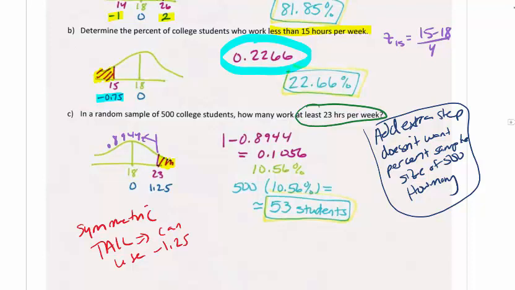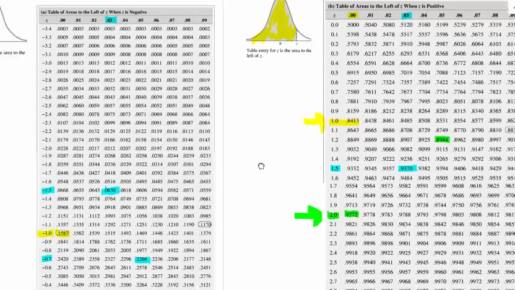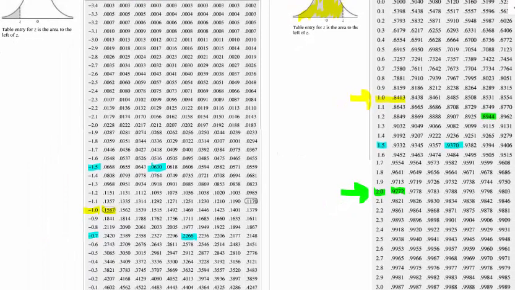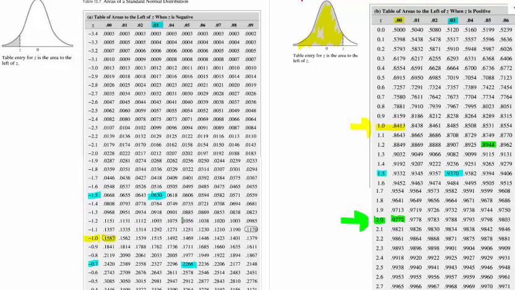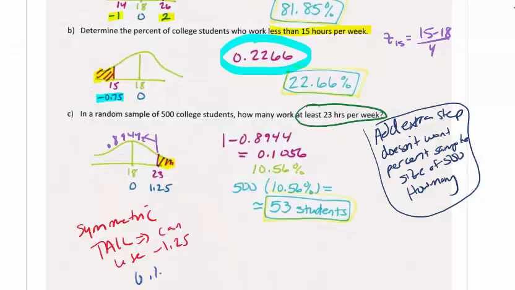So if I go back to my chart, and I look over here for the negative 1.25, which is here, 0.1056, that gives me this piece, 0.1056. Because it's the tail, that's the exact answer. So that would give me the same answer as 10.56%.